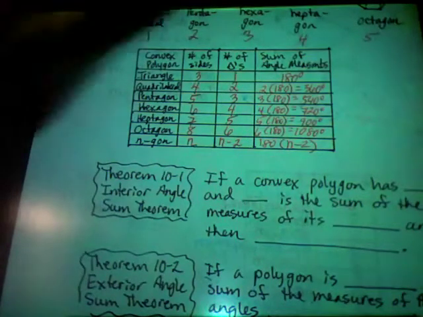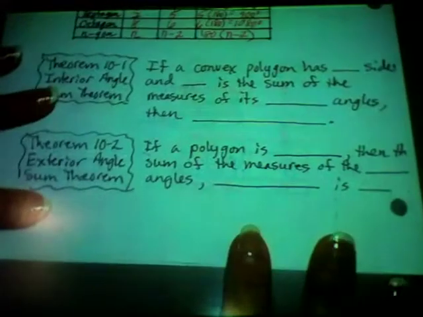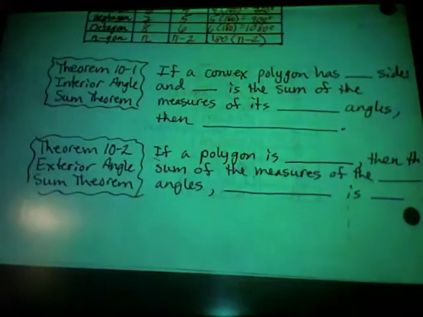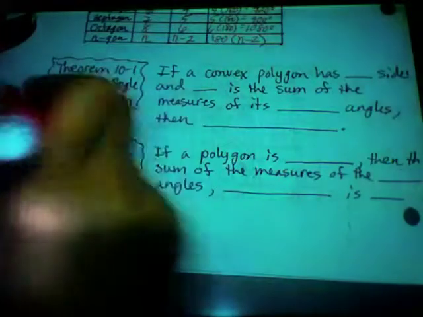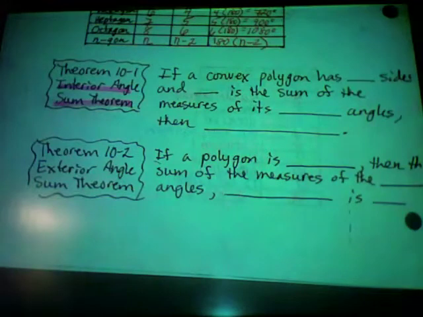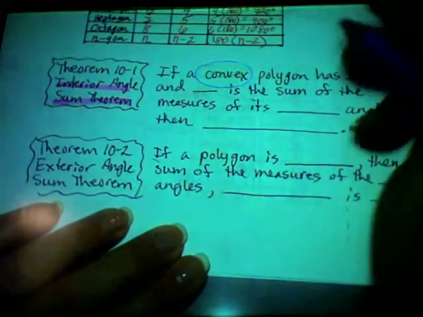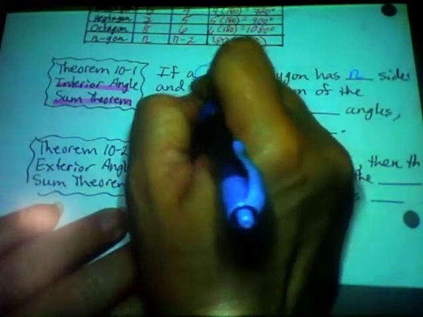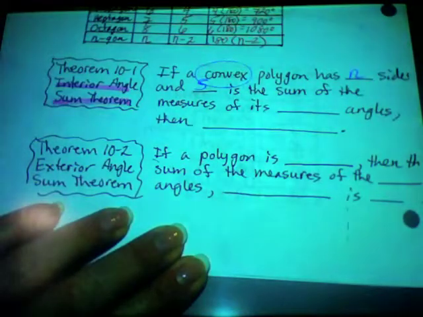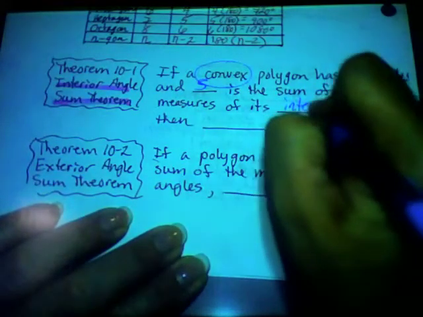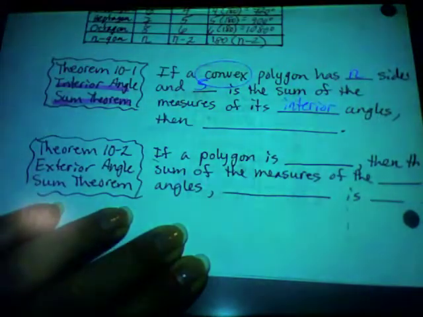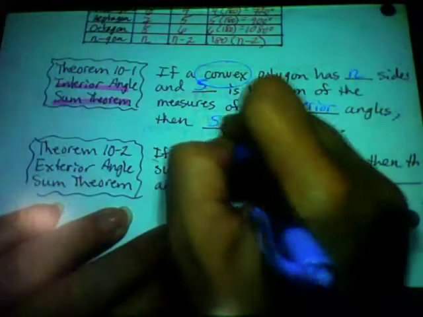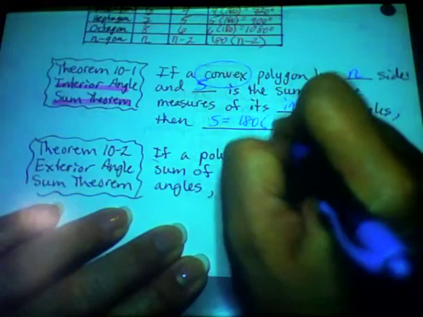So then let's look at our 2 theorems here. You've got your interior angle theorem. So our interior angle sum theorem, which we just derived, says if a convex, and it must be a convex polygon, has n sides, and this is S, not a phi, this is S, and S is the sum of the measures of its interior angles, then here's your formula. S is equal to 180 times n minus 2.